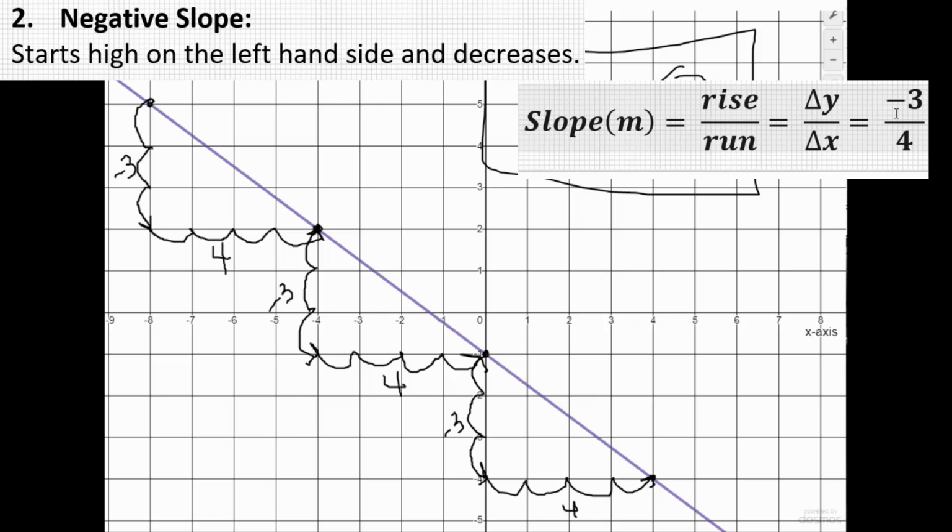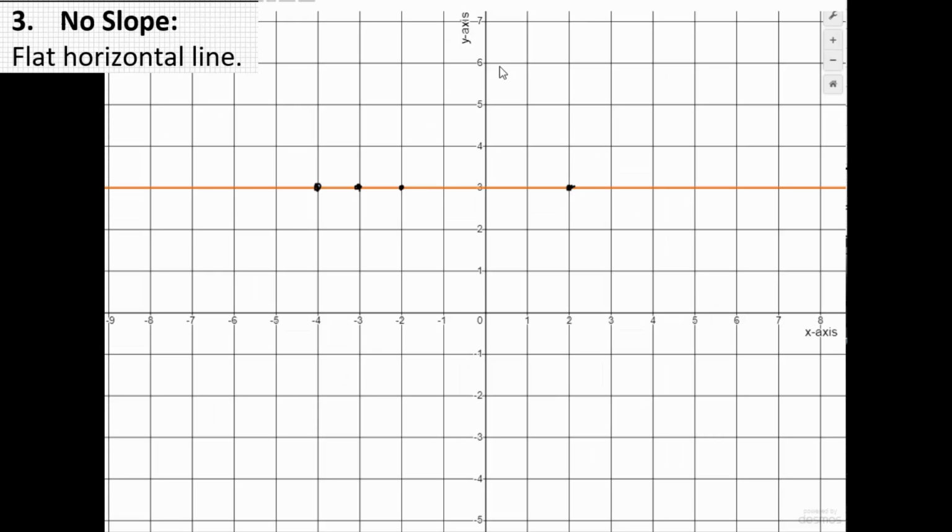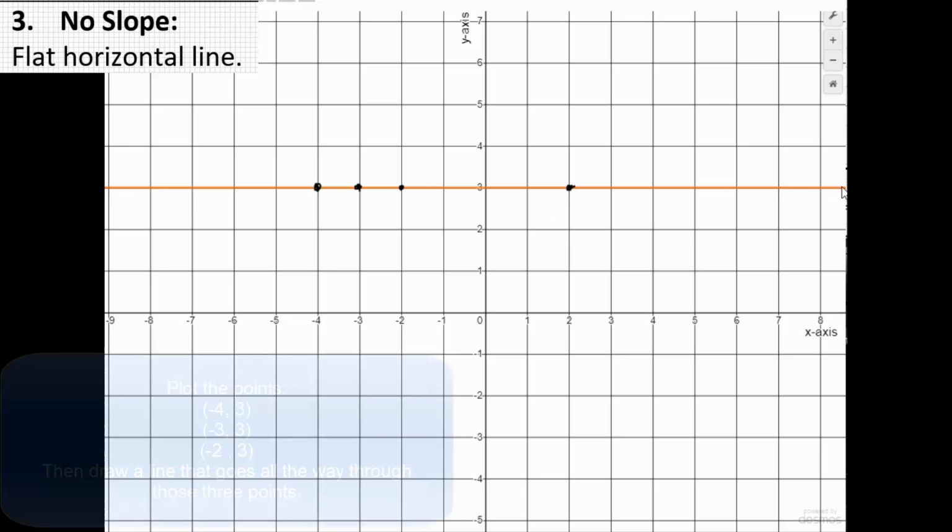Let's get ready for our next example. So for our next example, we're talking about lines that have no slope, and anytime we have no slope, it's a flat horizontal line. What you want to make sure you draw on your third blank graph is this horizontal line that goes right through 3 on the y-axis and extends all the way through your graph from the left side to the right side.